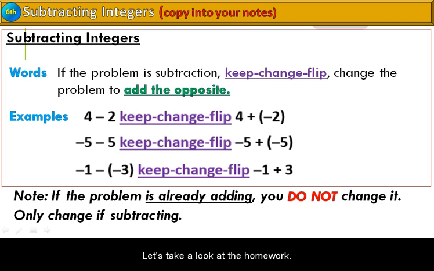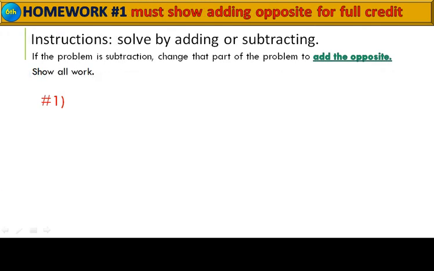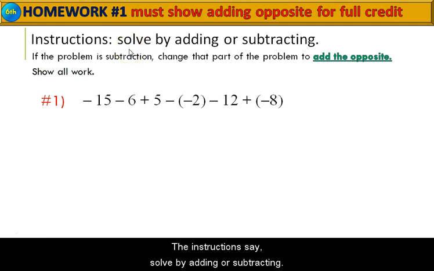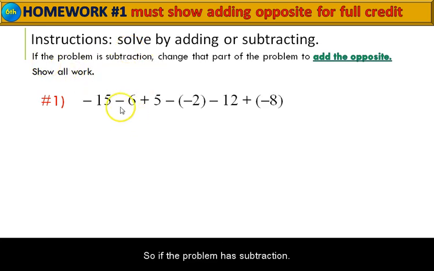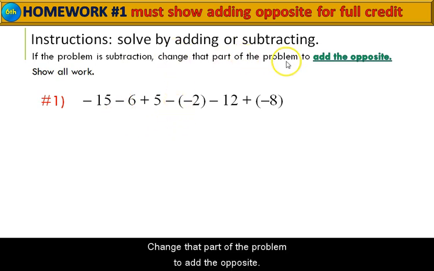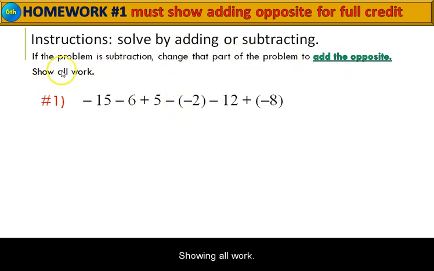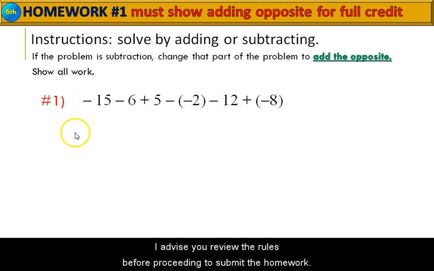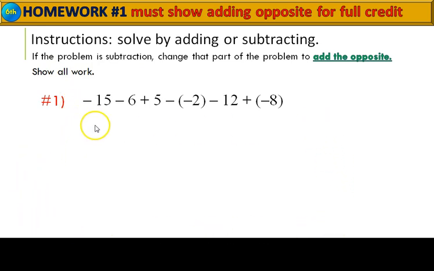Now let's take a look at the homework question. There's only one question right now. You must show adding the opposite for full credit if there's subtraction. The instructions say solve by adding or subtracting. So if the problem has some subtraction, change that part of the problem to add the opposite, showing all work. I advise that you review the rules before proceeding to submit this problem.